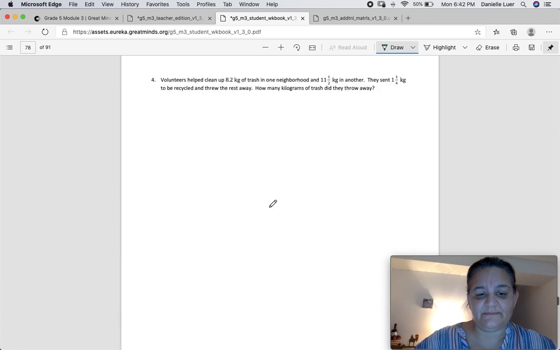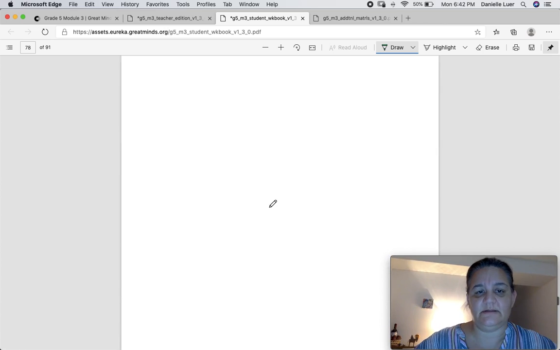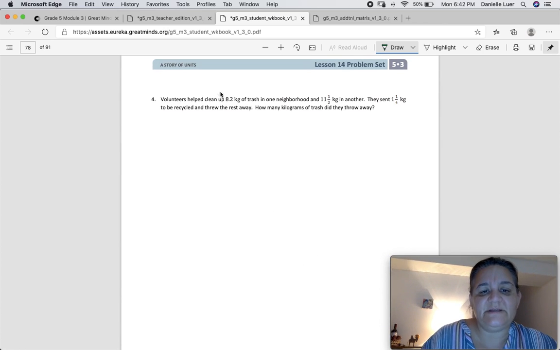Number 4, is that the last one? Oh, good, yep. Volunteers helped clean up 8.2 kilograms of trash in one neighborhood and 11.5 kilograms in another. They sent 1 1/4 kilograms to be recycled and threw the rest away. How many kilograms of trash did they throw away?